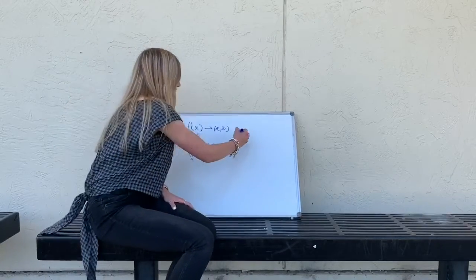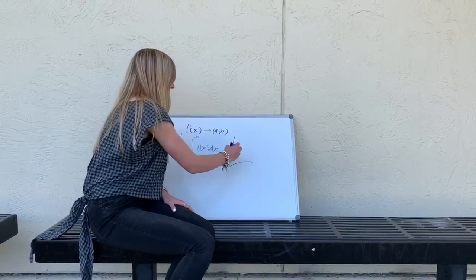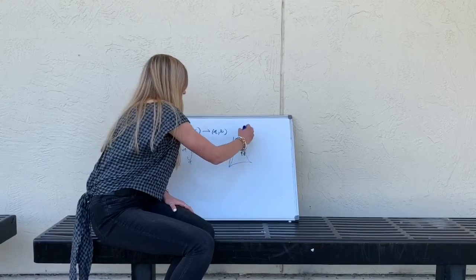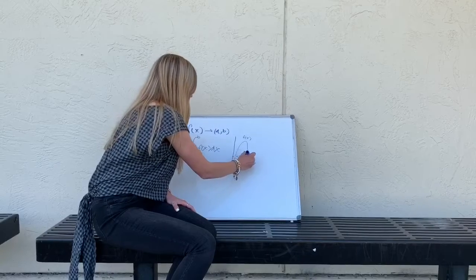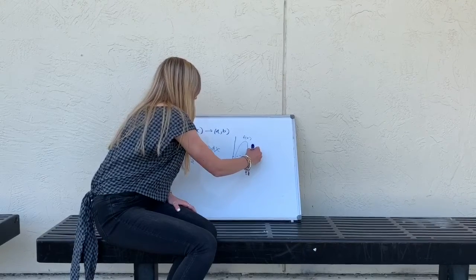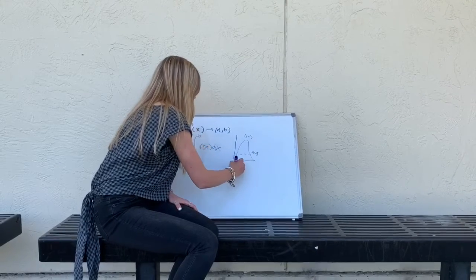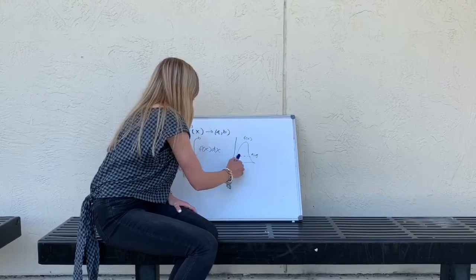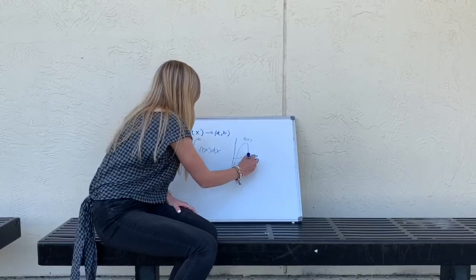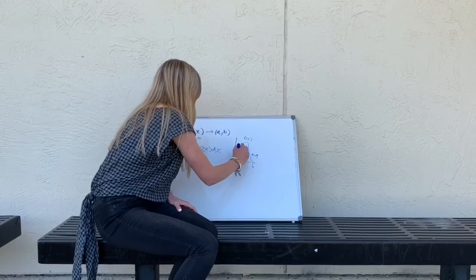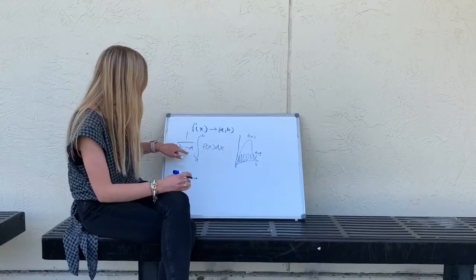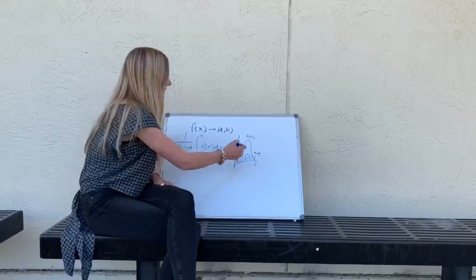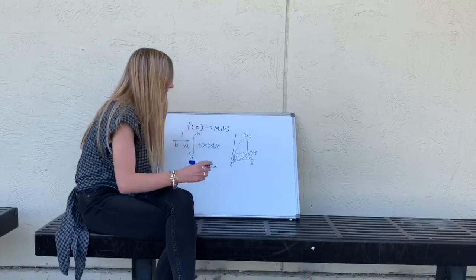If you draw a graph, to show it graphically, if this is your graph, f of x, and this is your average, from a to b, this integral divided by the interval is going to give you this area right here, which is the average.